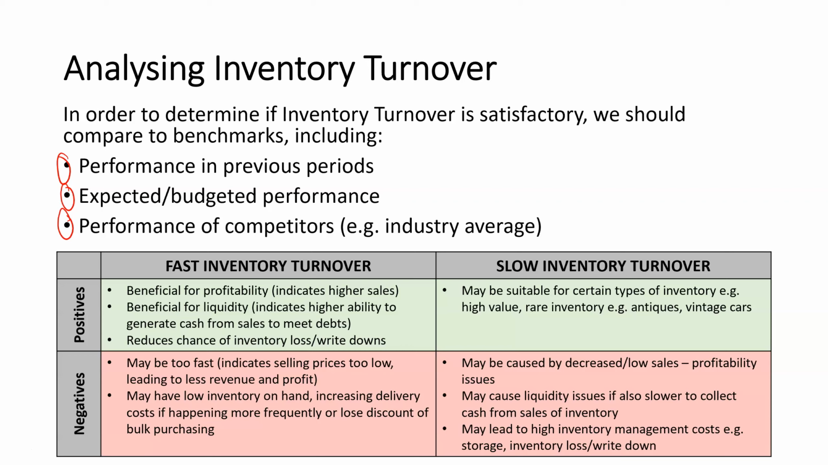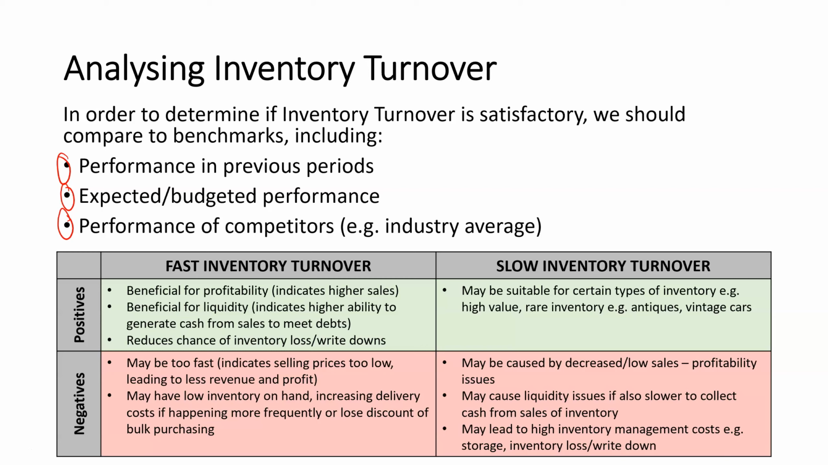However, the downsides of having a fast inventory turnover is that it could actually be too fast. And that might indicate that we haven't quite got things right with our selling price, meaning we might be setting it too low. It also could mean that we might be keeping low levels of inventory on hand. And for those people that might do business management, something like a just-in-time system might actually lead to things like increased delivery costs, or we might lose the benefit of buying large amounts of inventory in bulk.